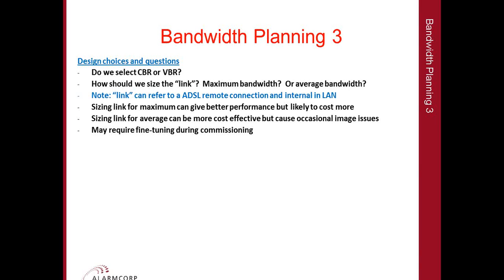Now if we size the link for the maximum likely bitrate or the maximum likely bandwidth, we will get better performance, but it's likely to cost more, particularly if we're talking about an ADSL pipe. Now, if we size the link for an average bandwidth, this is likely to be more cost-effective, but it's likely to cause occasional image issues, as we saw in the preceding images. So this may require fine-tuning during commissioning.